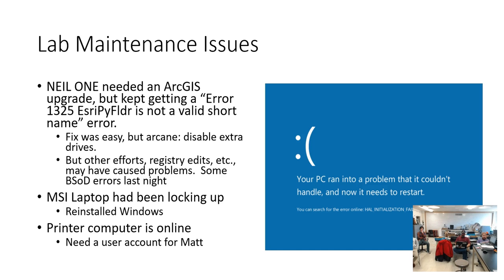So Neil 1 just kind of had some serious problems last night. We're trying to upgrade it from ARC 10.3 to ARC 6. We ran into this error when we were trying to do the upgrade. Sort of an institutional memory. This is probably the kind of stuff that's good to share. It's a detail, like maybe you guys never run into this, but the error was Esri Pi folder is not a valid short name, which is like a PC load letter kind of an error.